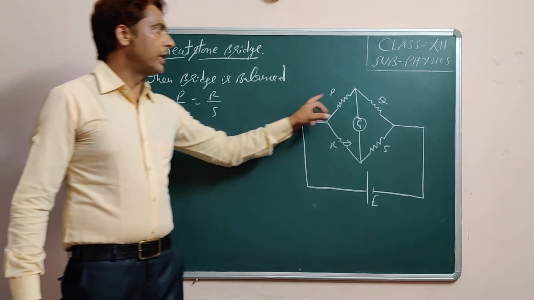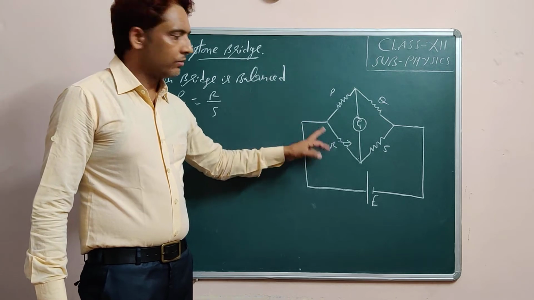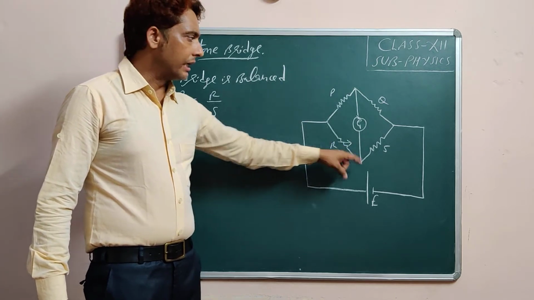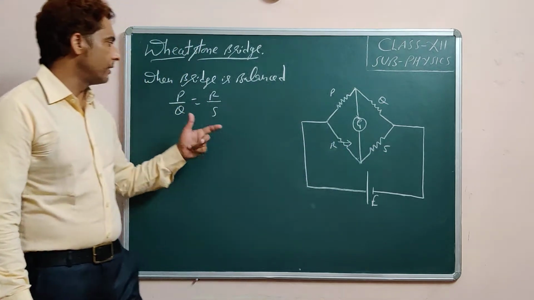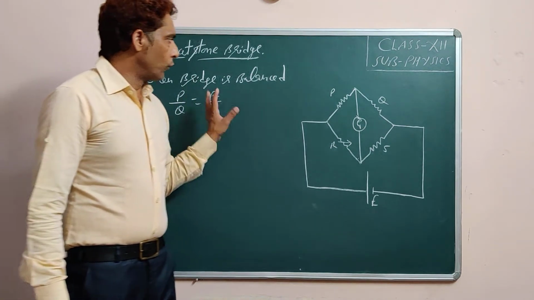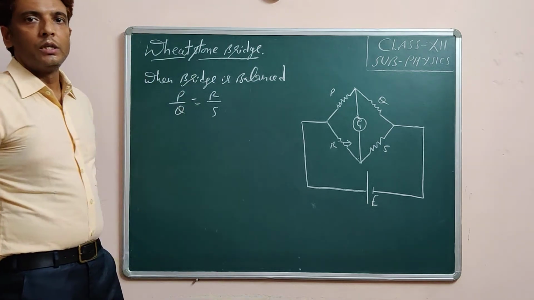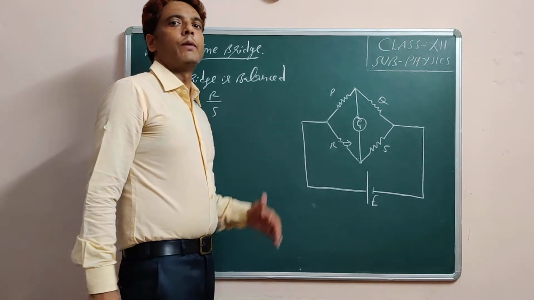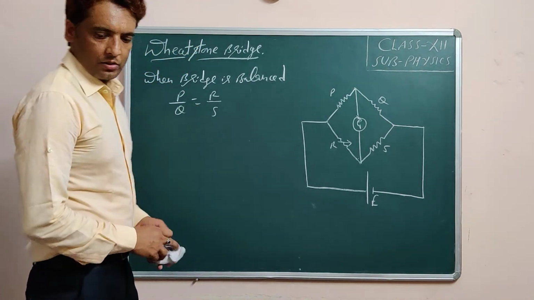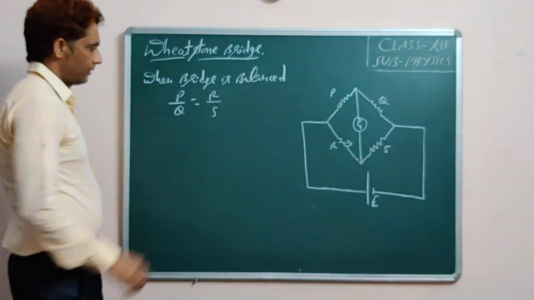So here P and Q are known, R is variable. When we fix its value, it will also become known, and S is unknown. So we can find the value of S from this relation. Now we will prove this Wheatstone bridge principle using Kirchhoff's law, which we discussed in the last class. So let us prove this Wheatstone bridge principle.